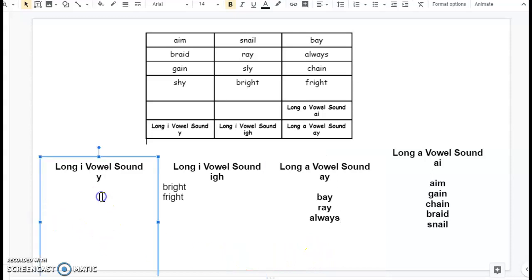Long I vowel sound, spelling pattern Y. Sly. Sly means you're kind of sneaky. You're sly.